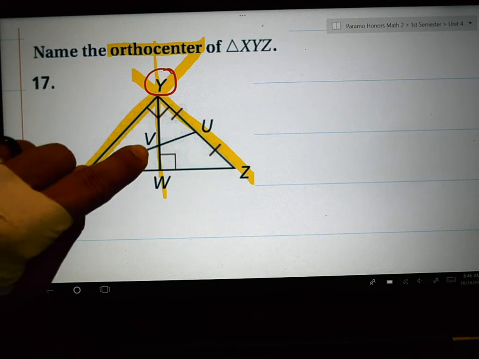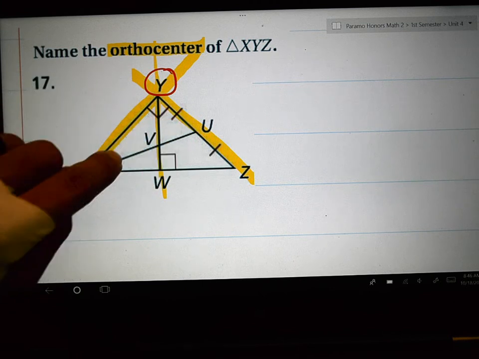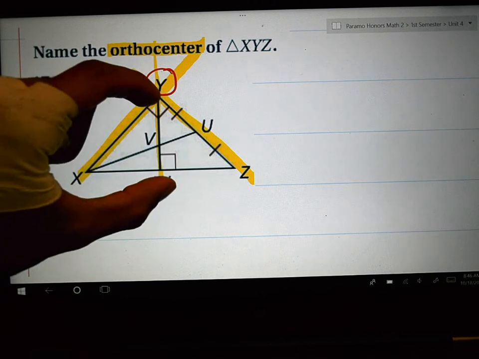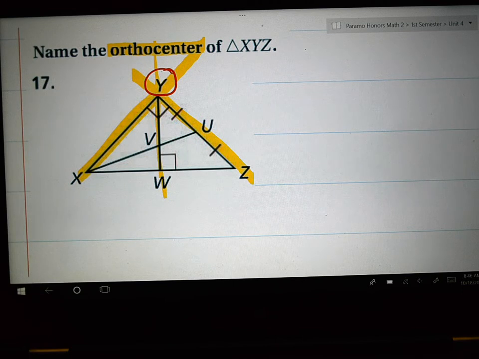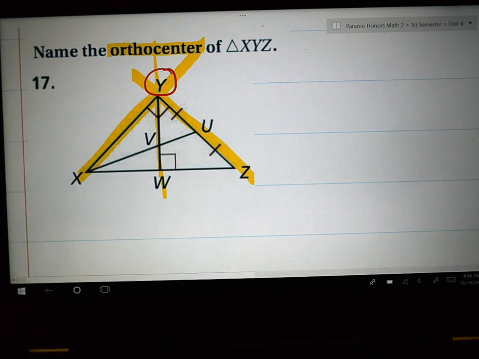If you thought V, you're thinking centroid, by the way. Well, maybe centroid, that's a median. And then an altitude where the median and altitude intersect, we don't know where that is. That's actually not even a centroid, to be honest with you. So we'll stop your notes right there.